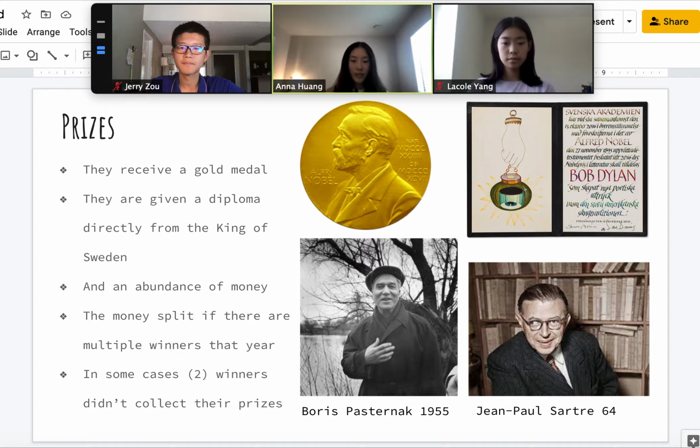And in some cases, too, winners didn't collect their prizes, and those are, sorry if I'm pronouncing this wrong, Boris Pasternak and Jean-Paul Sartre. So Boris Pasternak, he had originally gone and collected his prize, but then the Soviet Union had declined, so in the end, he wasn't able to receive this prize. Then Jean-Paul felt as if he didn't want to be recognized for receiving this prize and didn't want the award, so he didn't end up receiving it. And next.